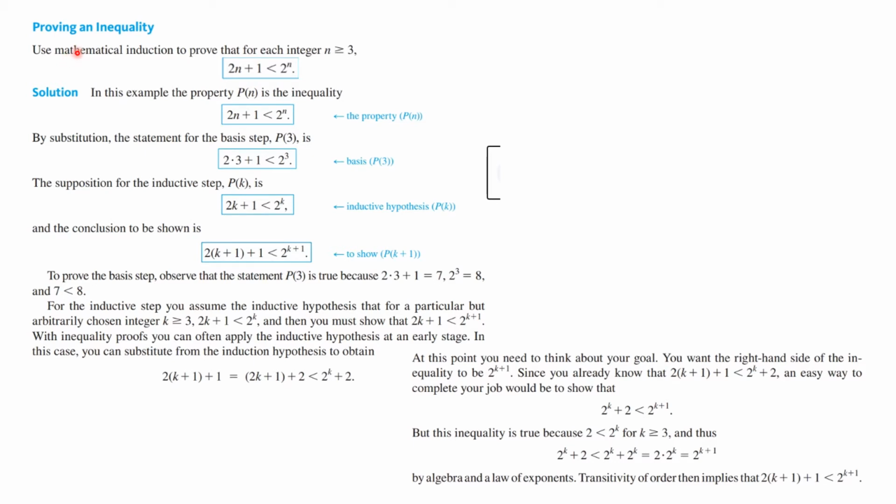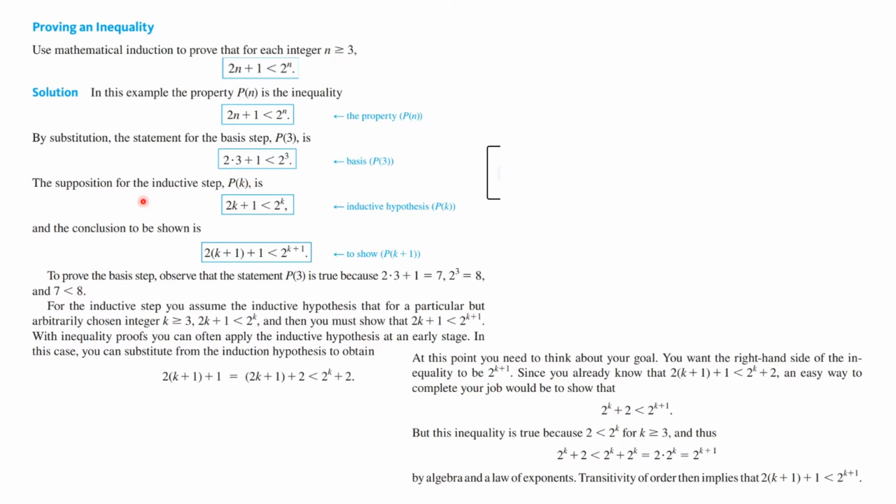So let's talk about proving an inequality. Suppose I were asking you to use mathematical induction to prove that for each integer bigger than or equal to 3, 2n plus 1 is less than 2 to the n. Well, in this case, the property P of n is this statement just using n. Now, the basis statement is the lowest number here, so that is substituting n to be 3.